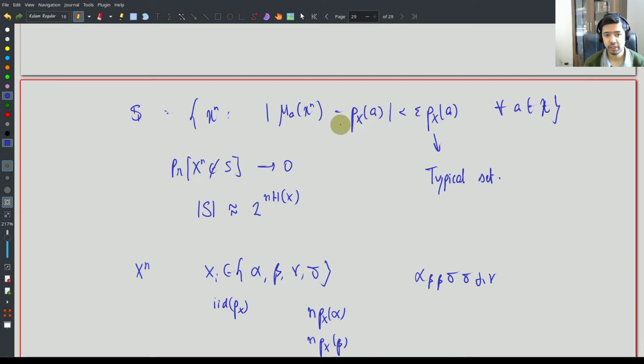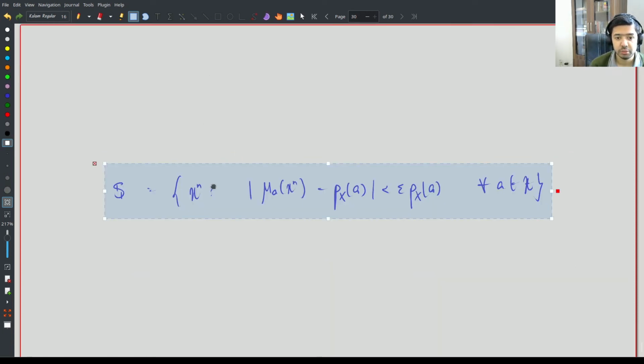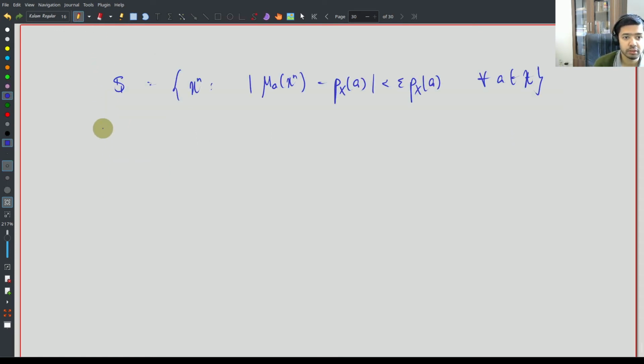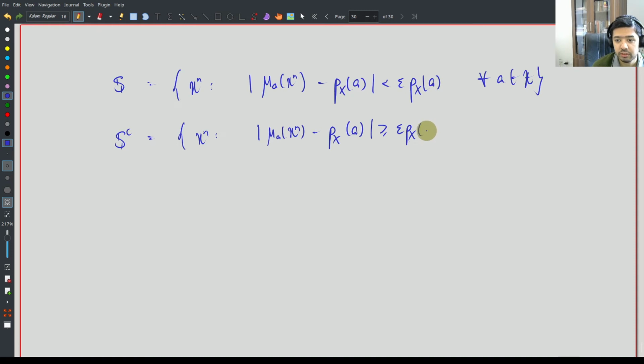That is just the complement, right? So I have this. This is my S. So what is S complement going to be? It is the set of all xn such that mu a of xn minus px of a is greater than or equal to epsilon times px of a. What is the rest of it?